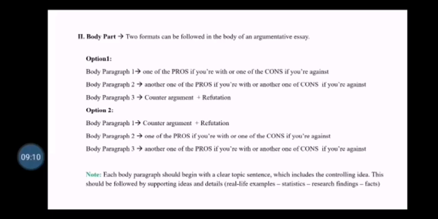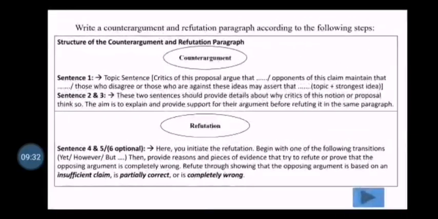And it's the opposite in option 2, where the first body paragraph would include the counter-argument and refutation, and the second 2 body paragraphs would include the arguments that support your argument. They would have the 2 pros if you are with, or 2 cons if you are against. Now, each body paragraph should begin with a clear topic sentence, which includes the controlling idea, followed by supporting ideas and details. Then we have the supporting sentences.